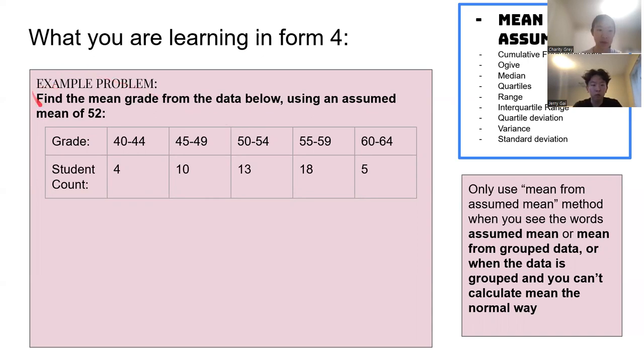So over here, the question now says use an assumed mean of 52. Pause this video if you know the answer or have an idea of where to go. If you don't, we're going to give you some more hints.